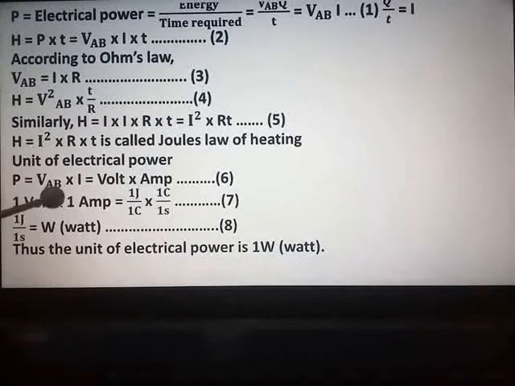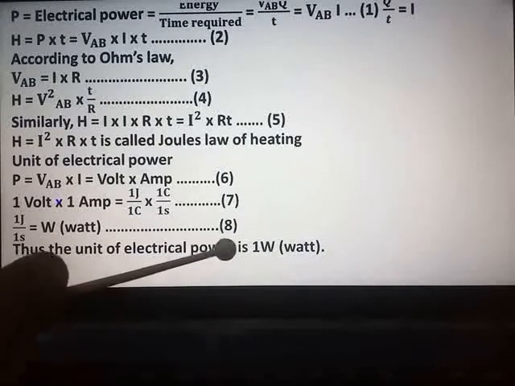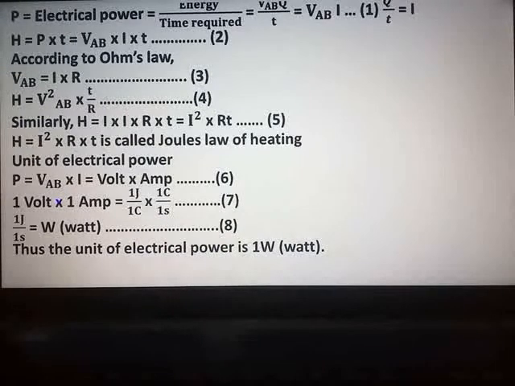So 1 volt into 1 ampere will be equal to what? 1 volt is 1 joule upon 1 coulomb of electric charge. 1 ampere is charge upon time, so 1 coulomb upon 1 second. So 1 coulomb will get cancelled off. So it will be 1 joule upon 1 second, and joule per second is nothing but watt, and hence the unit of electrical power is watt. It might be asked as an MCQ, or the unit can be asked in the exam, or it is useful while solving numerical examples. So I hope you have followed this derivation.